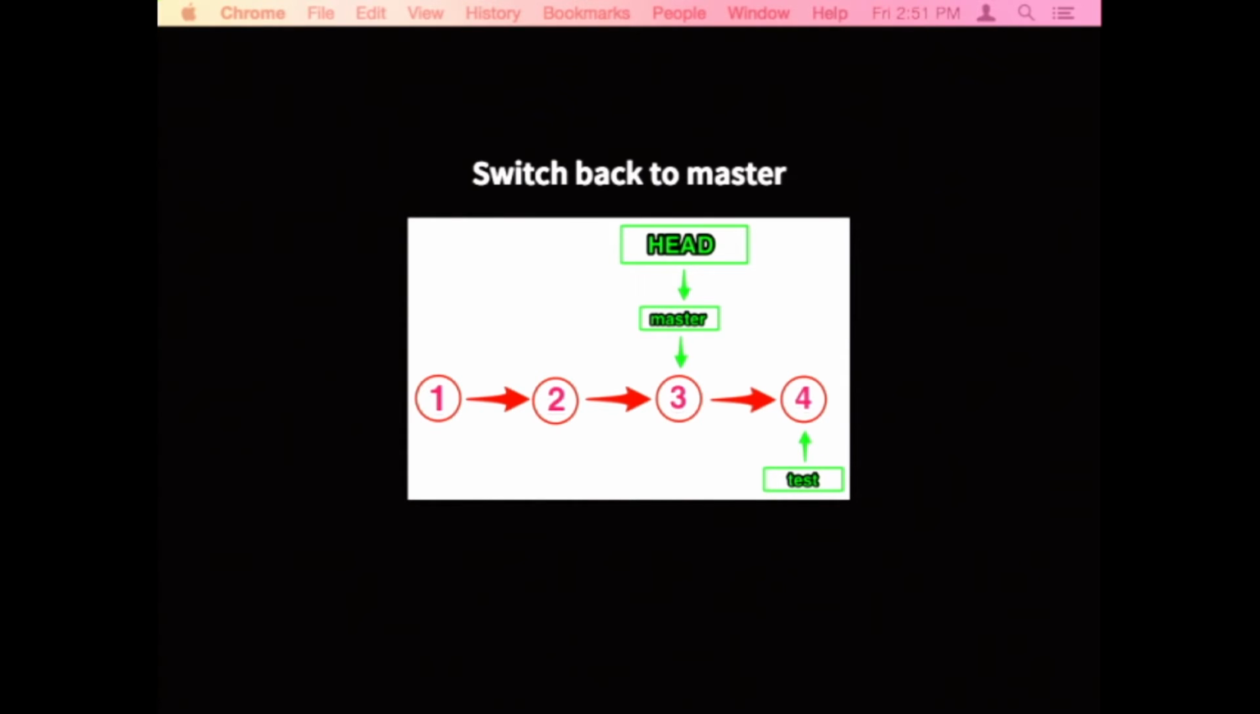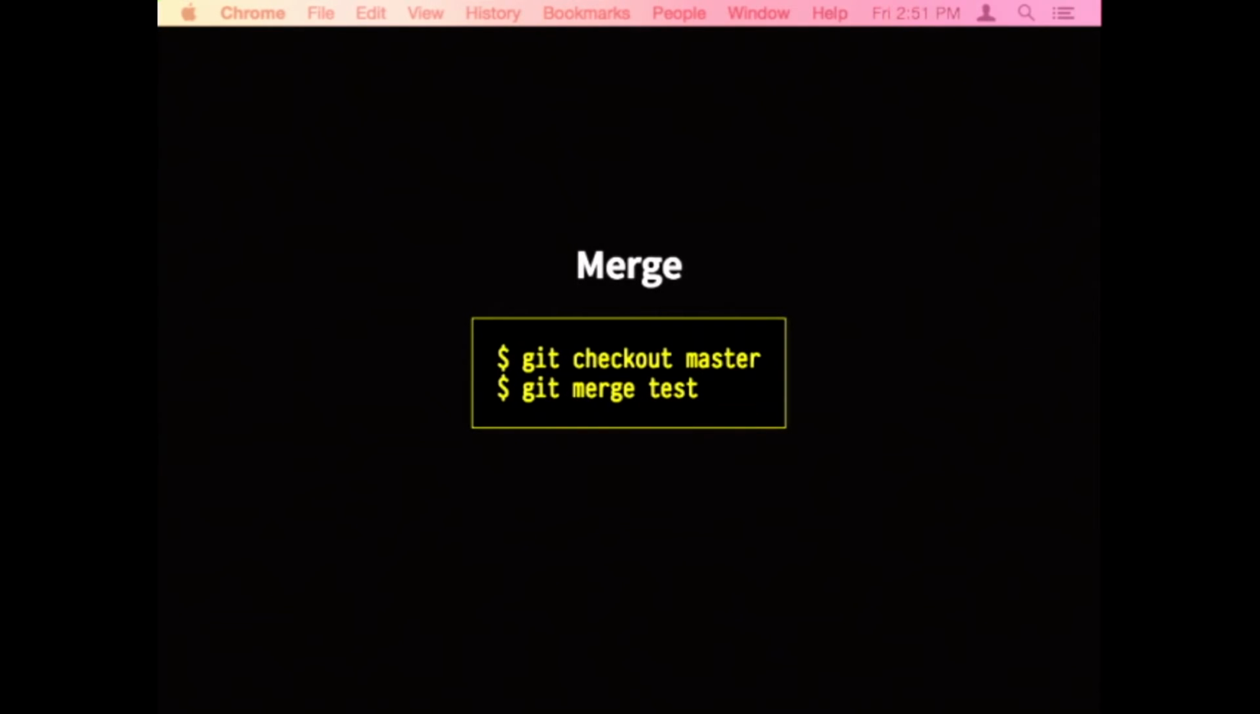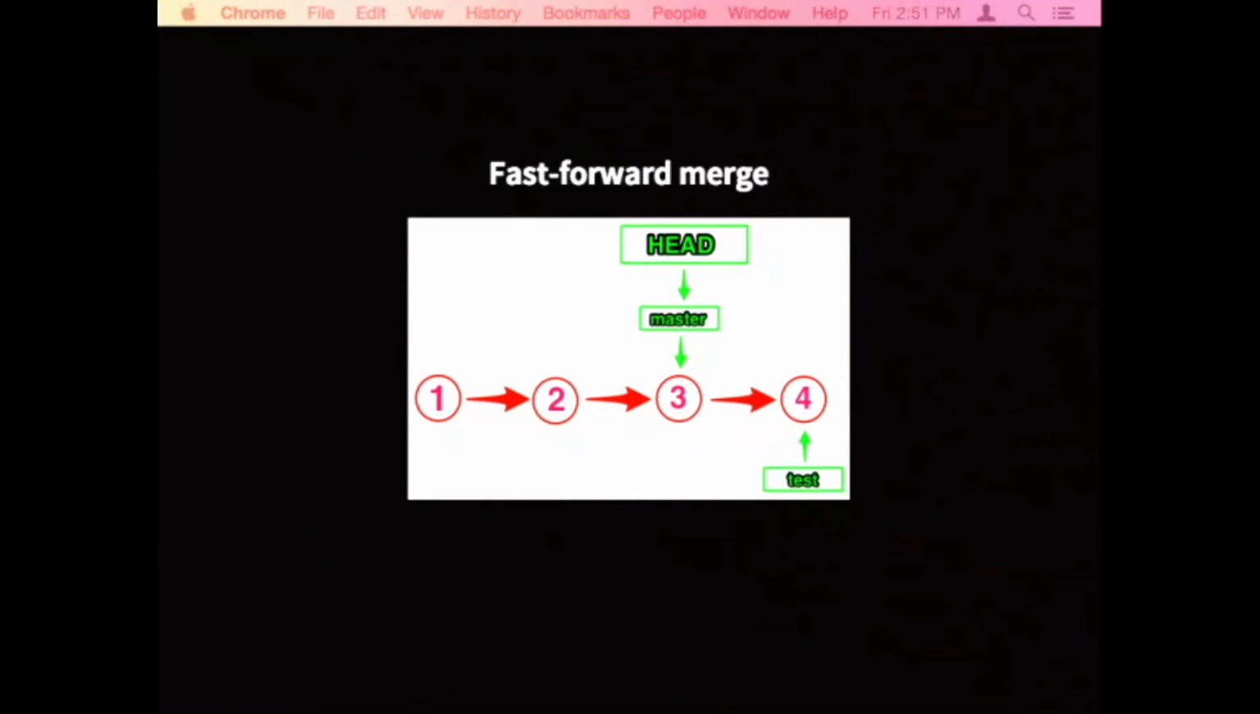So we can have an unlimited number of branches here. But how do we integrate the changes? There are two ways to integrate changes. The first one is merging. Git merge is one way we can integrate changes from one branch to another. When we do a merge, a couple of things could happen. The first thing, the nicest and simplest thing that could happen, is a fast-forward merge.